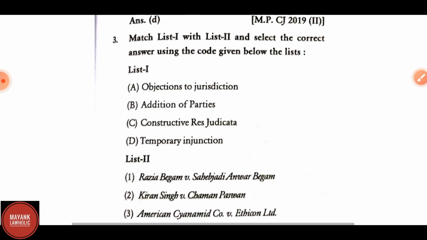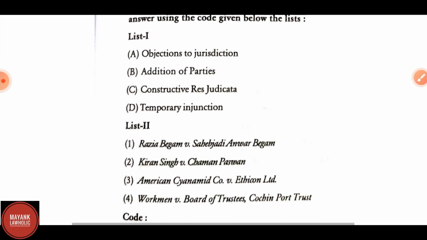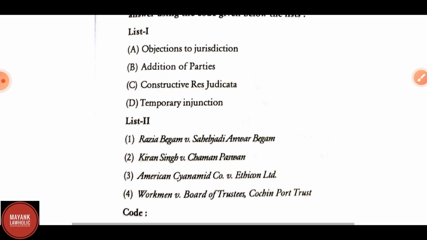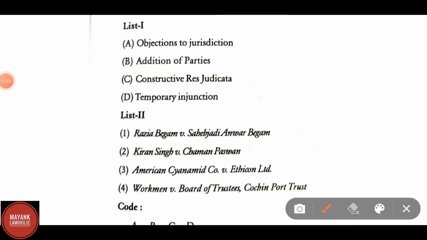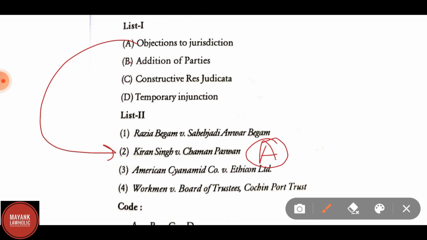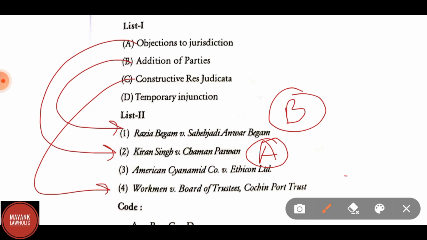Match list 1 and list 2 and select the answer using the code given below. List 1 is objections to jurisdiction. Correct answer is Kiran Singh versus Chaman Paswan. Option B, addition of parties. Here the correct answer is Razia Begum versus Sahibzadi Anwar Begum. Option C, constructive res judicata. Option 4, Workman versus Board of Trustees, Cochin Port Trust. And the last option, temporary injunction, American Cyanamid Company versus Ethicon Limited.